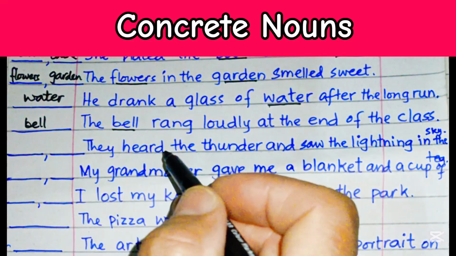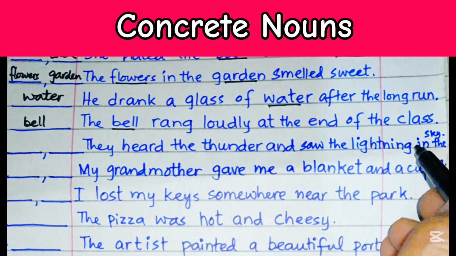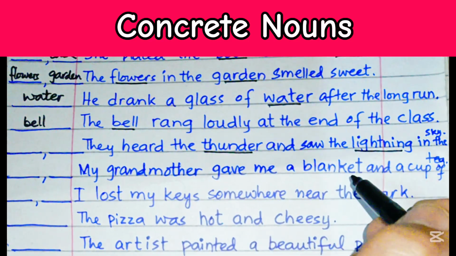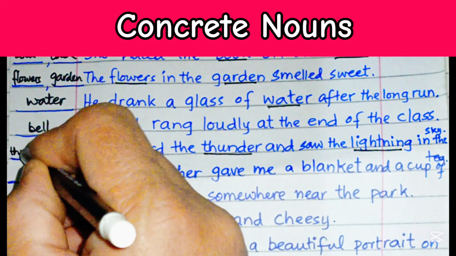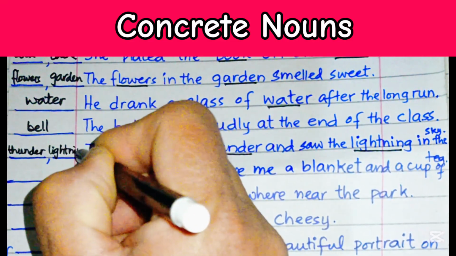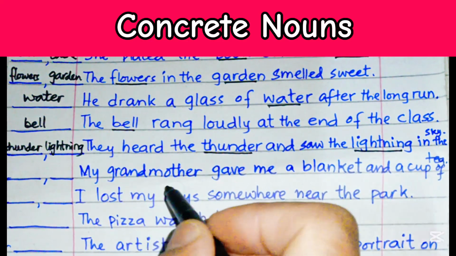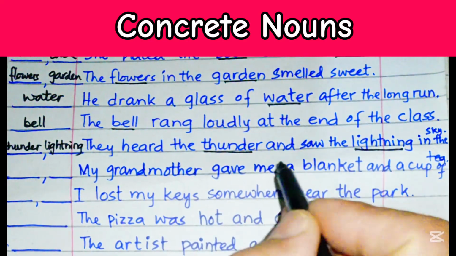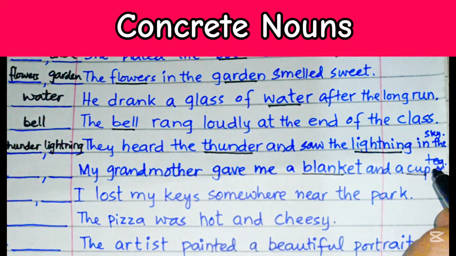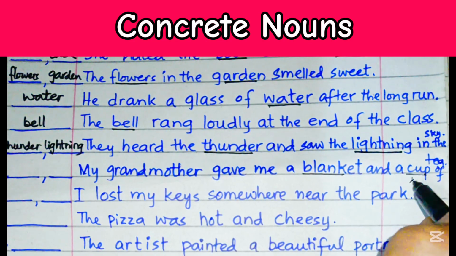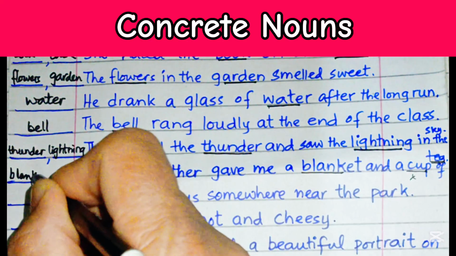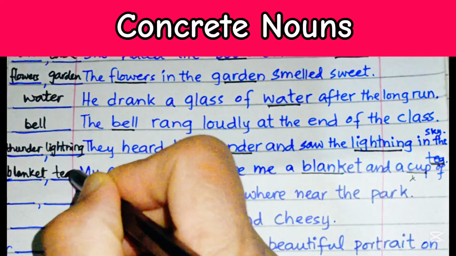They heard the thunder and saw the lightning in the sky. Thunder is one example and lightning is the other one. So we can write them quite easily: thunder and lightning. My grandmother gave me a blanket and a cup of tea. So over here, blanket and cup are two examples, but instead of cup, we can also write tea. So blanket is a concrete noun, and tea is also a concrete noun.